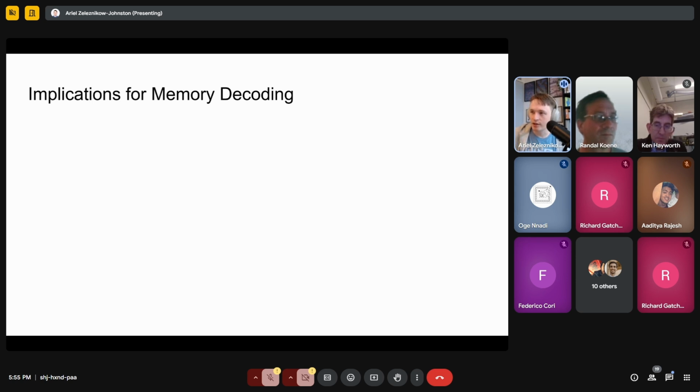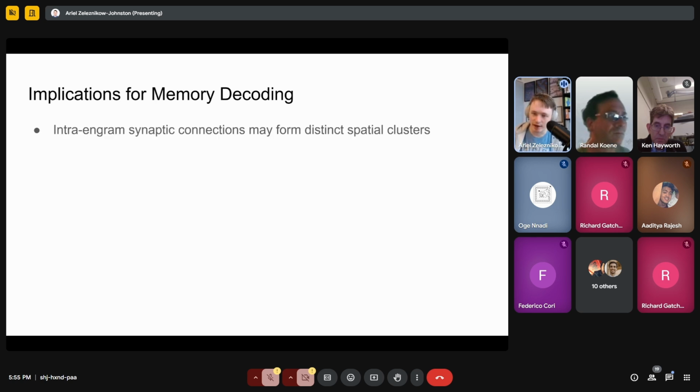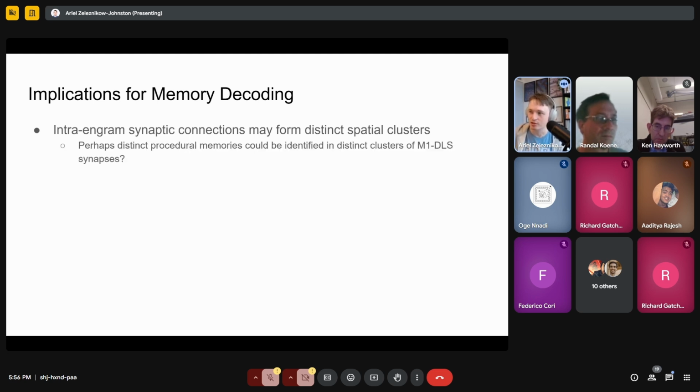And then finally, and this gets back to what we were just discussing, the implications for memory decoding. My takeaway from this paper that might be useful for considering memory decoding is these, I don't know if this is the right term, I'm going to call it intra-engram, in that it's part of M1 and part of DLS, but it's the same procedural memory that there's an engram for. So these intra-engram synaptic connections between brain regions seem to be forming these distinct spatial clusters.